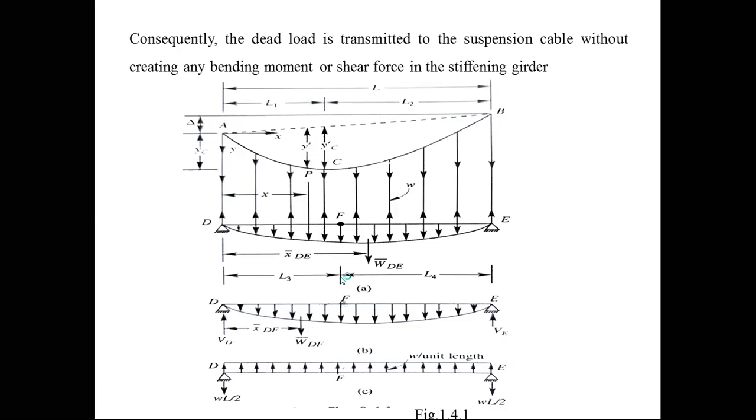Therefore, let us write the bending moment. Already you know the third hinge will be kept at L3 distance from the left support. You must take the bending moment. So the bending moment at internal hinge F due to loading will be 0. That will be written like this.